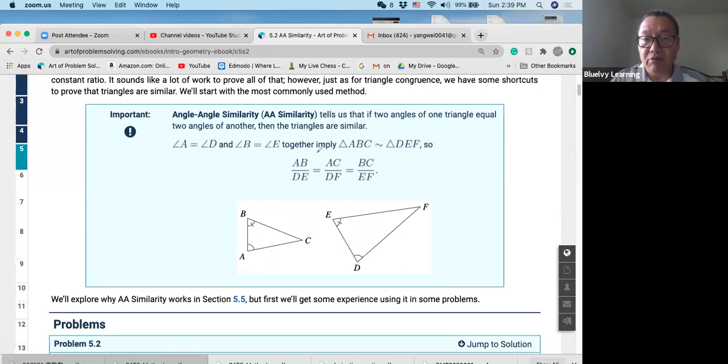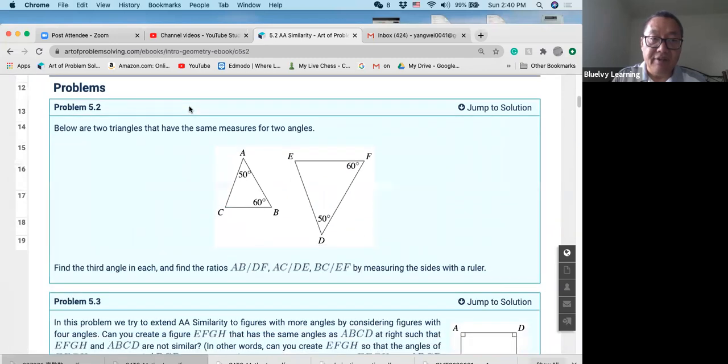Similar means the ratio of their corresponding sides will be the same ratio. Okay, that means their size may be different, but the ratio should be the same. Now, let's see some examples.